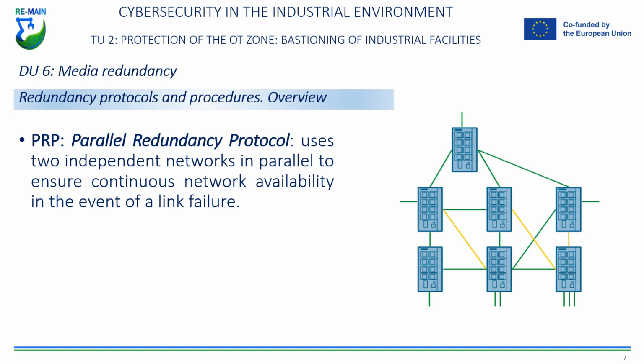PRP is a protocol that uses two independent networks in parallel to ensure continuous network availability in the event of a link failure. PRP uses a technique known as traffic forking to ensure that each redundant link receives only one copy of the traffic.